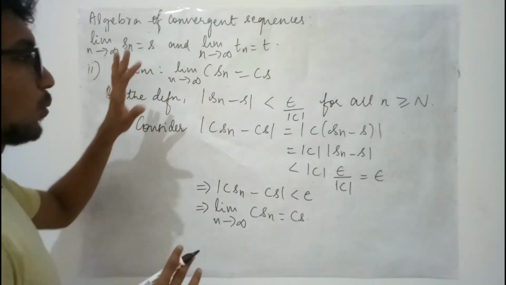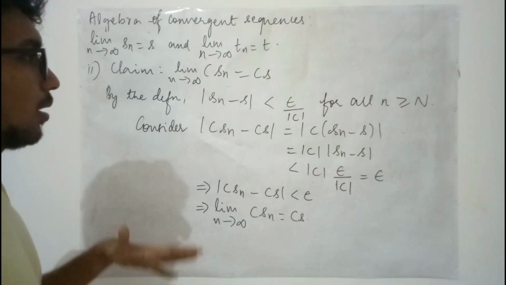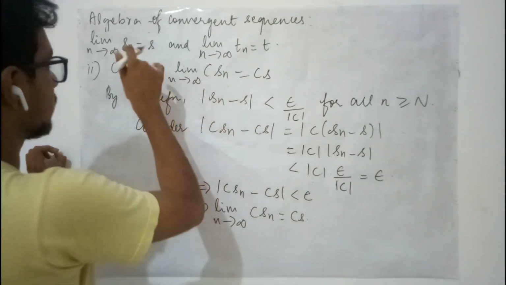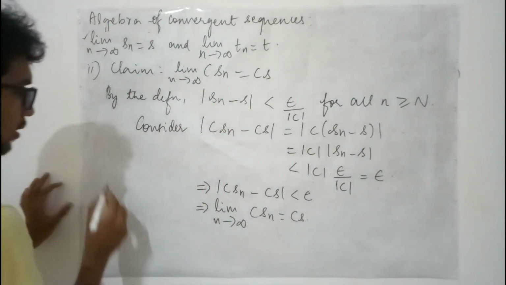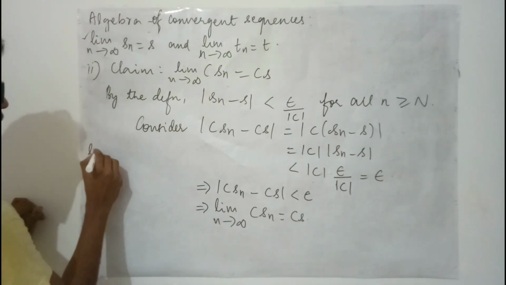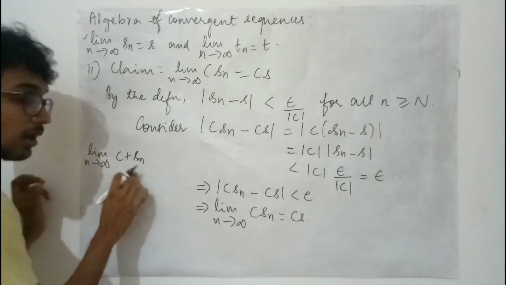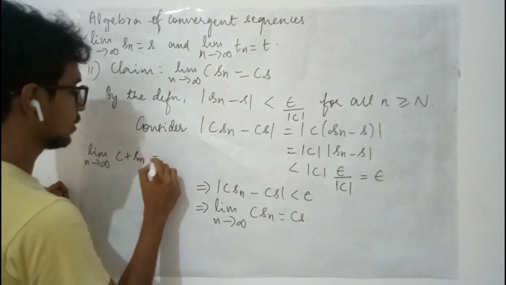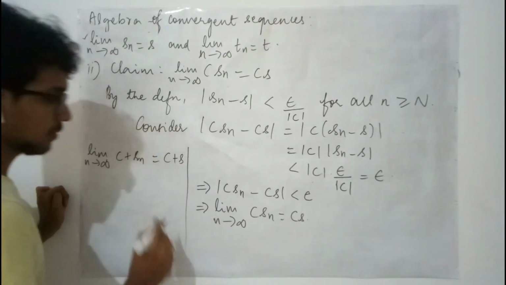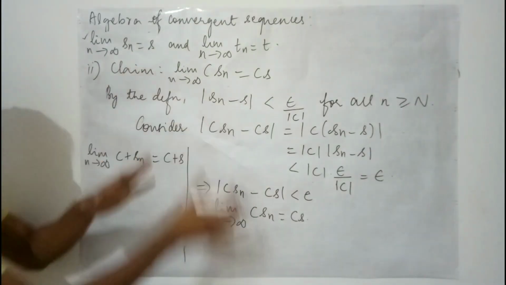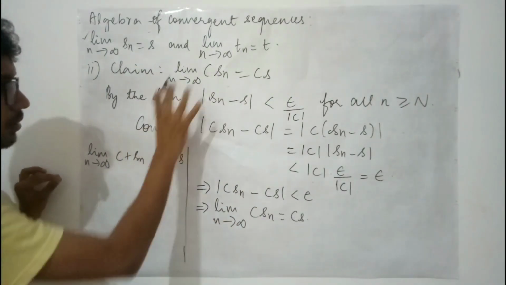Right? So with the same idea, the basic assumption is this. Now we are trying to prove the limit as n tends to infinity of a constant added to all the terms of the sequence is going to be this. This is the second part of the theorem.